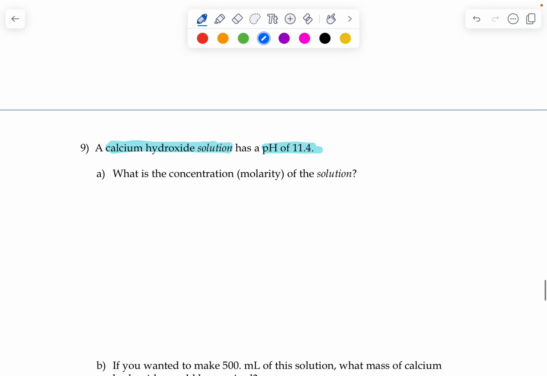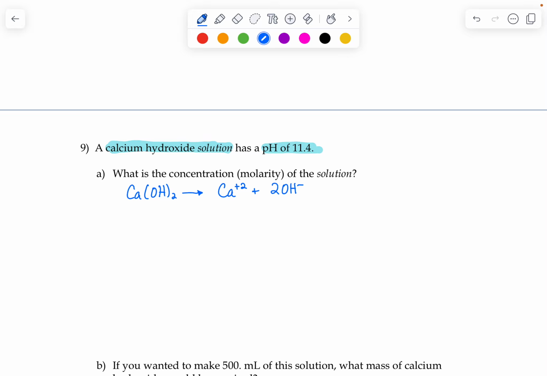So calcium hydroxide is Ca(OH)2. If we have an aqueous solution of calcium hydroxide, it would break up into 1 calcium ion and 2 hydroxide ions. So we're going to treat calcium hydroxide as if it were a strong base.